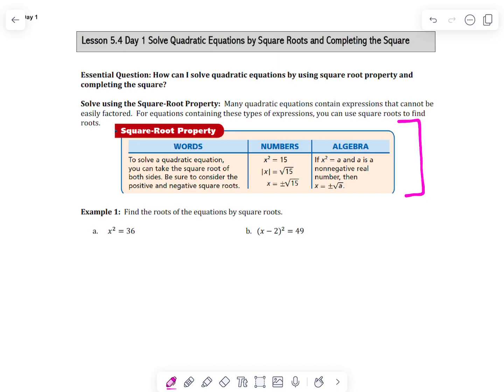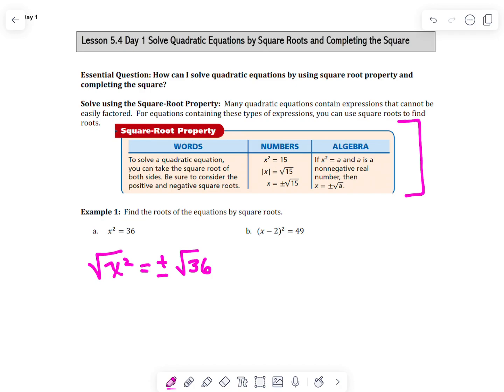So we have example 1, where we have x squared equals 36. We're trying to find out what x is. So the x squared has already been isolated, so we can undo that x squared by square rooting both sides. When we square root both sides, we have to take into consideration that the answer could have a positive or negative square root on the right. So we have plus or minus the square root of 36.